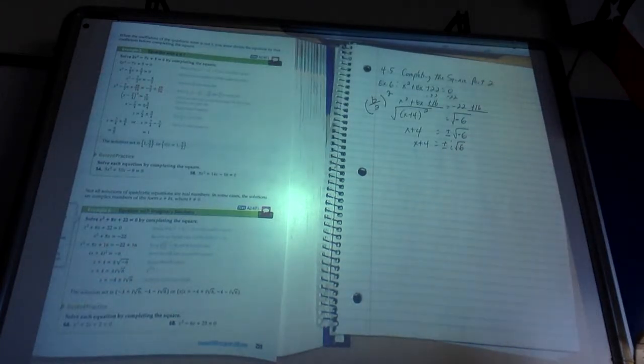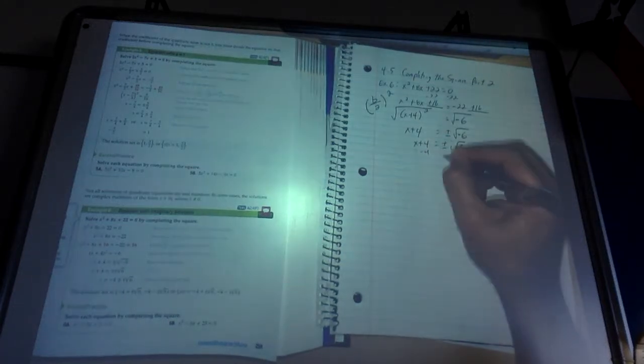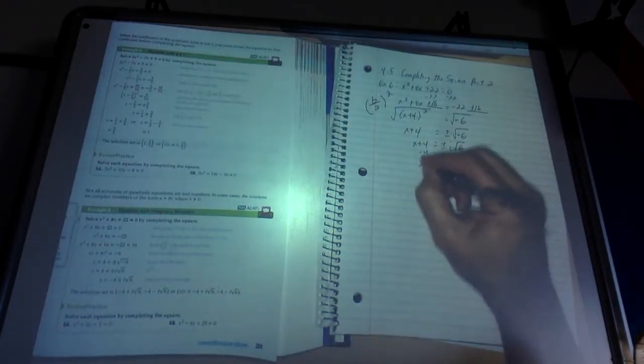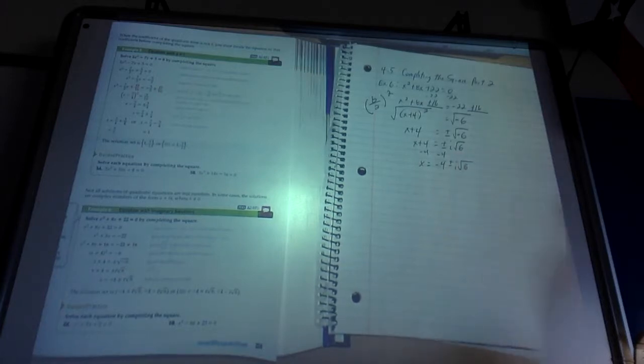I pull the i out front. Now, breaking down the square root of 6, it's got to have a perfect square factor to do that, and it doesn't. 1 times 6, 2 times 3. 1 is a perfect square, but it doesn't do anything for us. So we're right here, and I'm pretty close to being ready to write this. I now need to subtract 4 from both sides. Understand where it goes: it goes in front of the plus or minus. So x equals negative 4 plus or minus i radical 6. That's your answer. Those are the 2 roots.